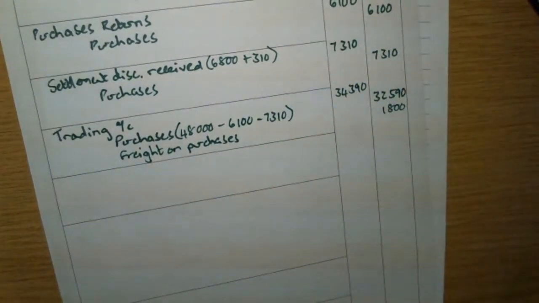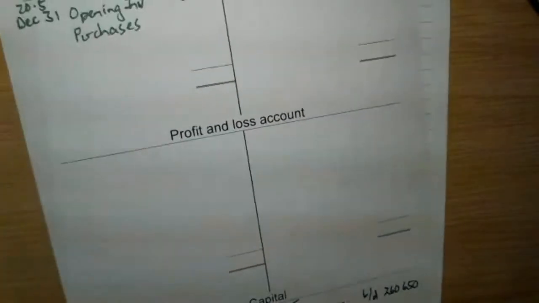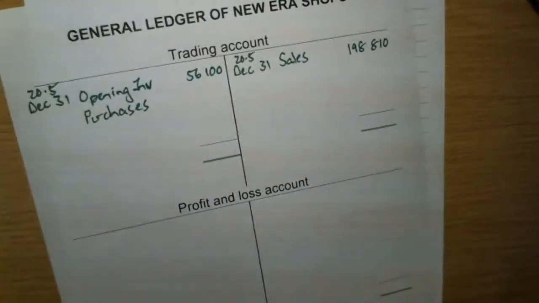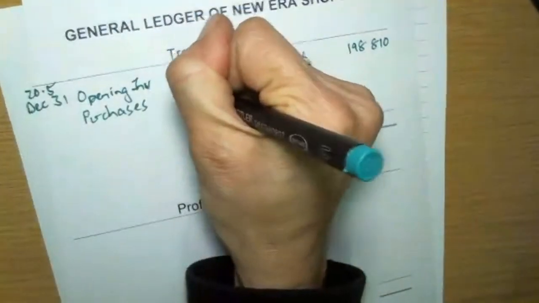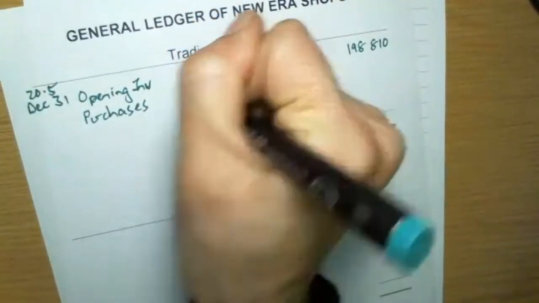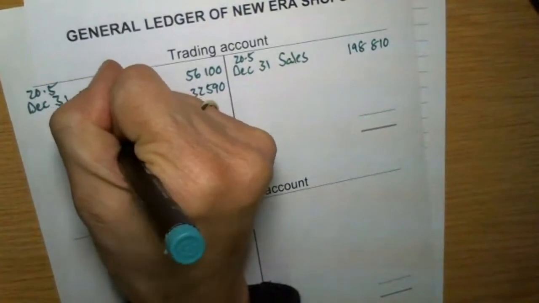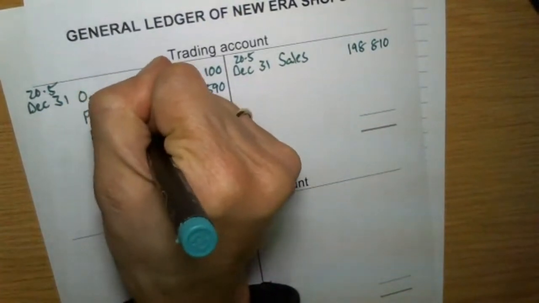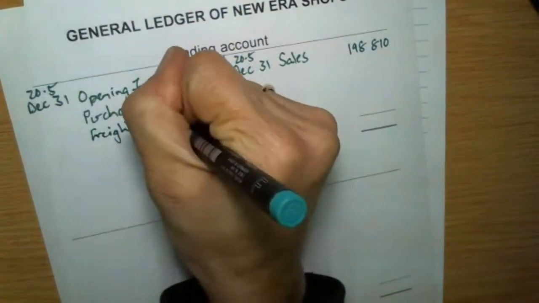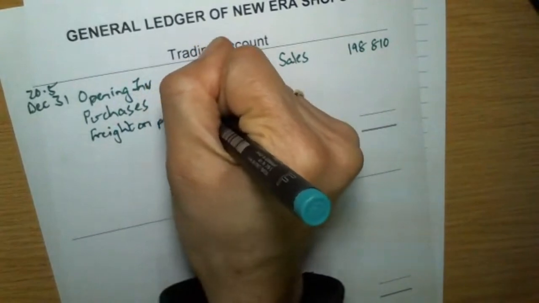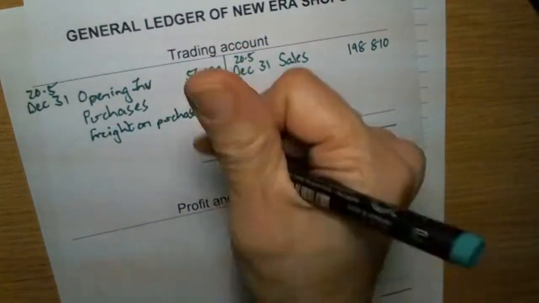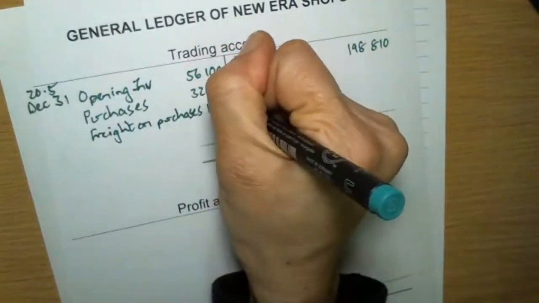So if I now go to my trading account, I'm going to debit the trading account with those two amounts. The purchases amount is 32,590. You could have done this as 2 separate journal entries. That would have been fine. And freight on purchases is 1,800.